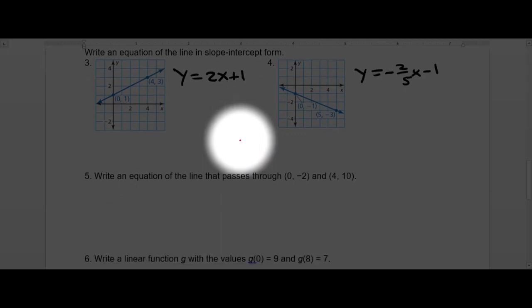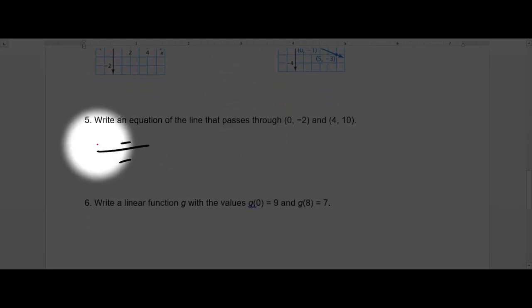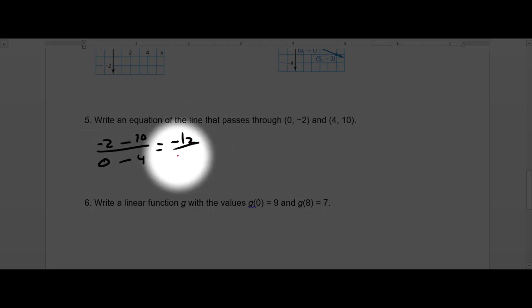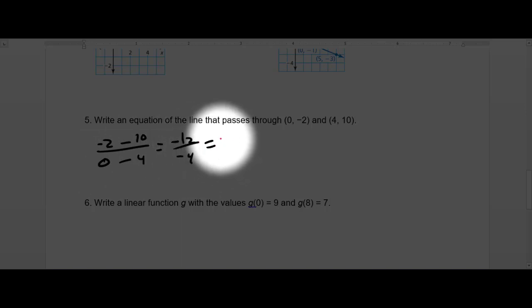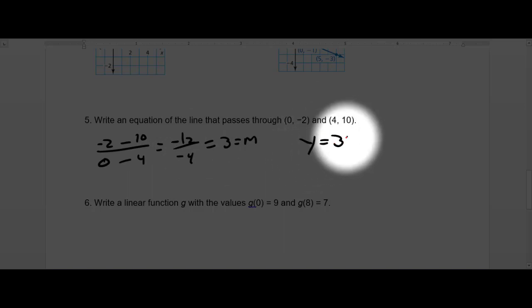On your own, number 5, so you need to do a fraction bar and two subtraction signs. Y's are on top, x's are on bottom, which gives me negative 12 over negative 4, which is a slope of 3. So I get y equals 3x. This is my y-intercept, so minus 2.